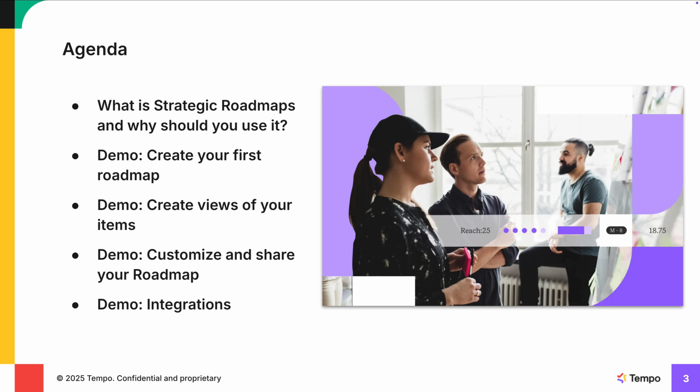On today's agenda, we're going to learn what Strategic Roadmaps is and how it can benefit your team, and the rest of the webinar will be working in Strategic Roadmaps. We'll create a roadmap, create views of the items on our roadmap, take a look at some customizations, learn how to share the roadmap, and discuss integrations. We'll also talk about how to get support around Strategic Roadmaps.